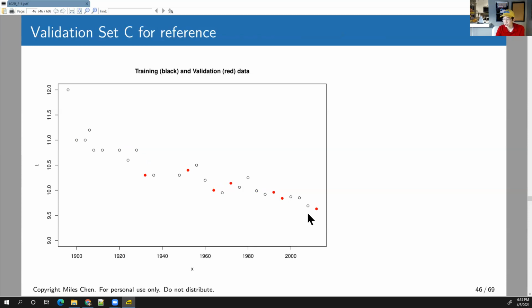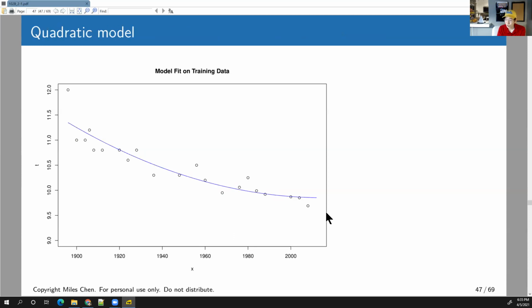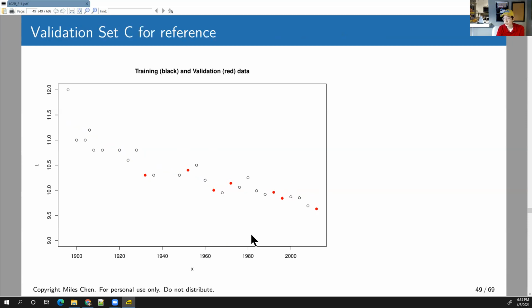Again, here is the original data with all 28 points. This is the 7 points in our validation set. I'm going to remove these and now fit a quadratic model on the remaining 21 points. We ask how well this quadratic model, this blue line, fits those 7 points, and this is how well it predicted these 7 data points. We get 0.025.